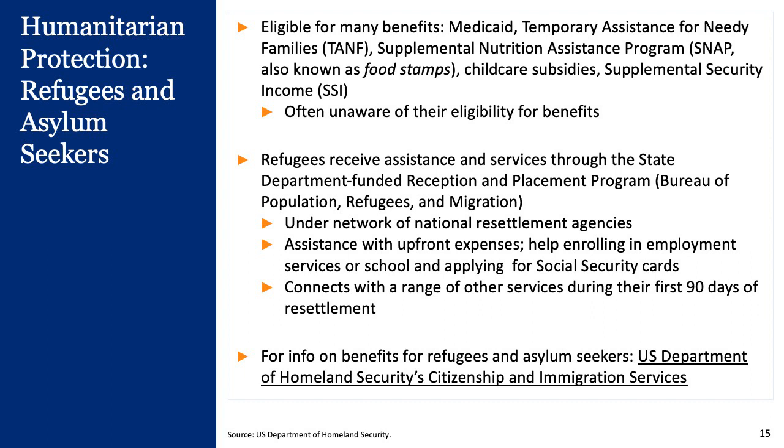Refugees are required to apply for lawful permanent resident status, or a green card, 1 year after being admitted to the United States, and asylees may apply for green card status 1 year after they have been granted asylum. Both refugees and asylum seekers are eligible for many of the mainstream benefits, including Medicaid, Temporary Assistance for Needy Families, Supplemental Nutrition Assistance Program, or SNAP, also known as food stamps, childcare subsidies, and supplemental security income, even though they're often unaware of this. Refugees may receive assistance through the State Department-funded Reception and Placement Program, including assistance with upfront expenses and help enrolling in employment services or school and applying for Social Security cards, among other benefits.